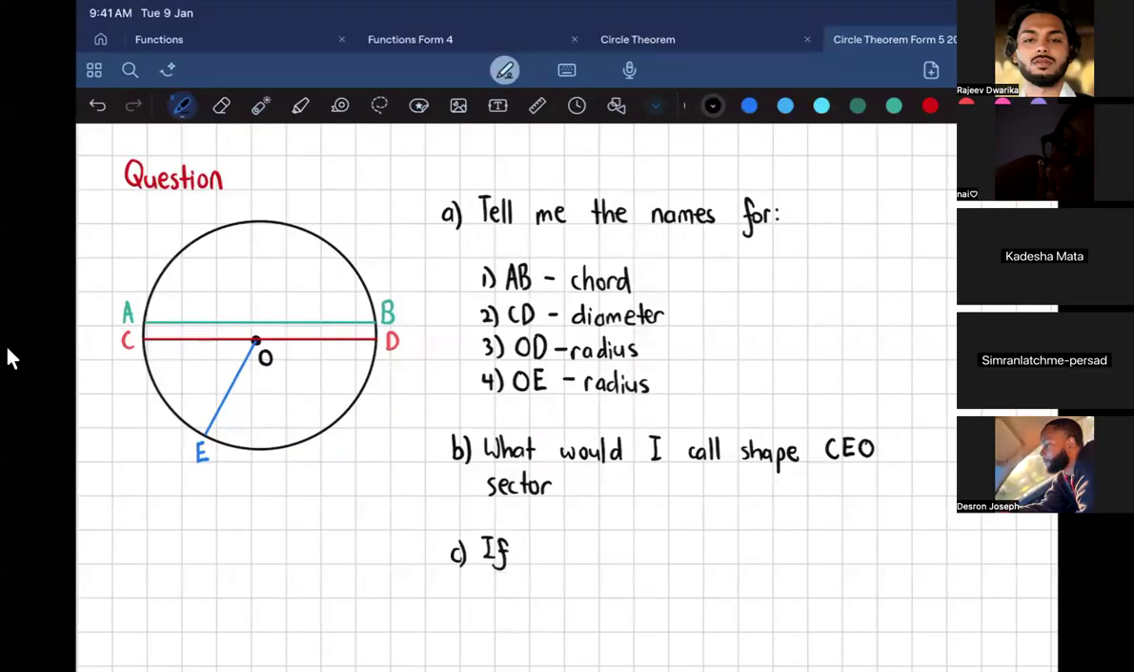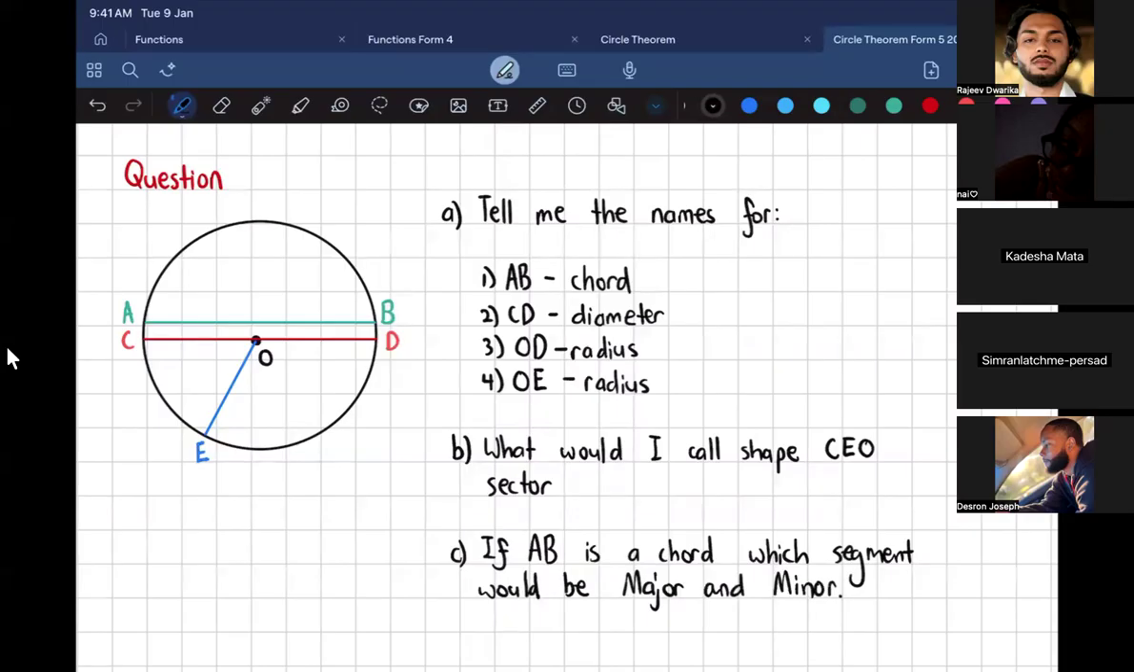If AB is a chord, which segment would be major and minor? So on your diagrams, I want you to shade and label which one is the major and which one is the minor segment.